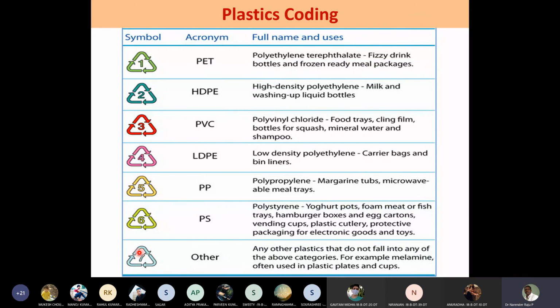This is used for easy segregation at the dumping yards. In the municipal solid waste management technique, worldwide they have agreed to use these numbers, and hence they have these numbers.